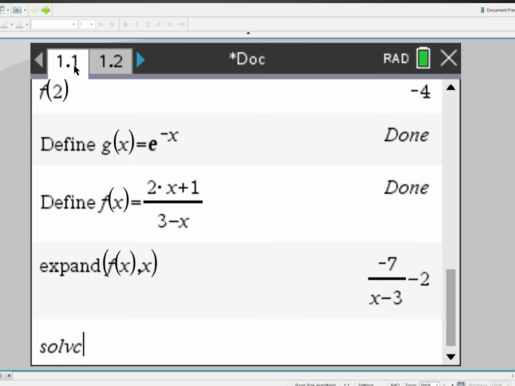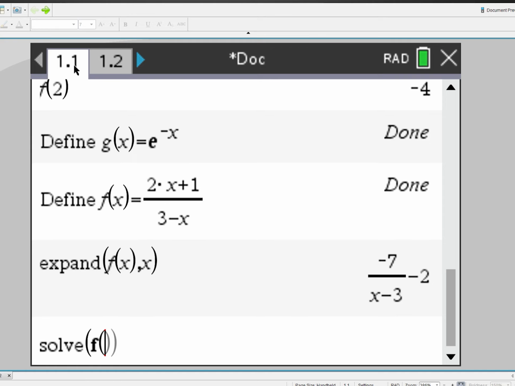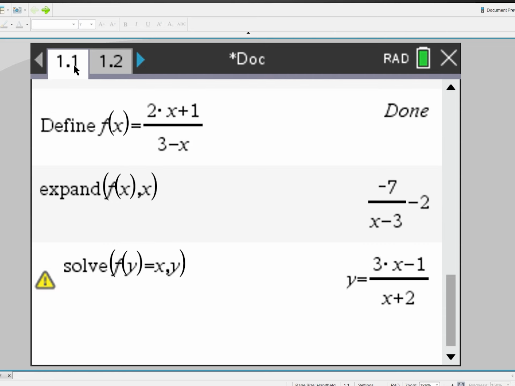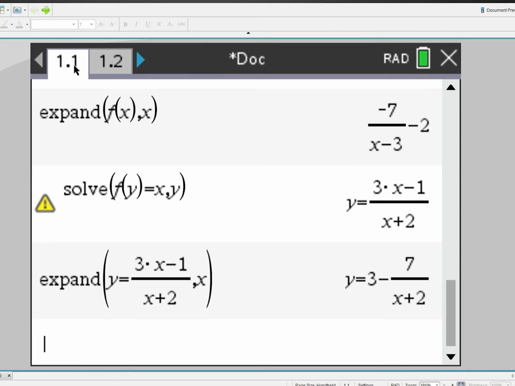So how do we solve for inverse using CAS? f of y is equals to x, and then we are finding y again. This is what we basically do when we are finding the inverse, right? We switch x and y and then solve for y. So that's exactly what I did. Okay, and if I were to expand this function, so okay, so that is our inverse function, okay? And what is our domain?